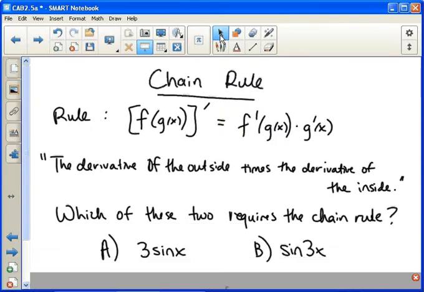So one thing that's important to be able to do is not only be able to perform the chain rule, but to know when you have to use it. Now if you look at these two examples, 3 times sine of x and sine of 3x, one of these requires the chain rule and one does not. So I'm going to give you just a second to think about that. You can pause if you want longer.